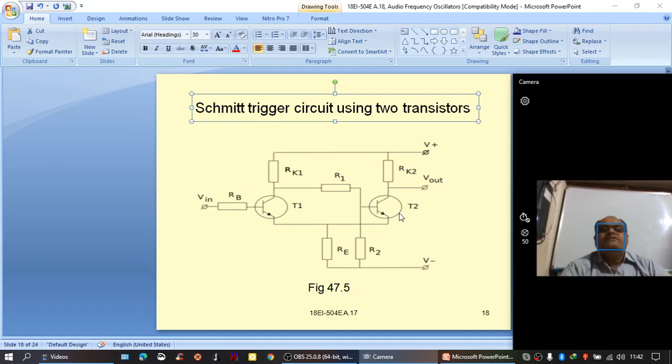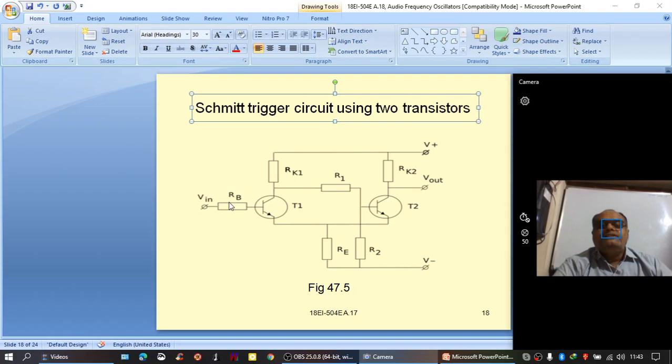So the transistor would turn off. When this transistor turns off, the output voltage will become low. Initially the output voltage was high. Now it will become low.